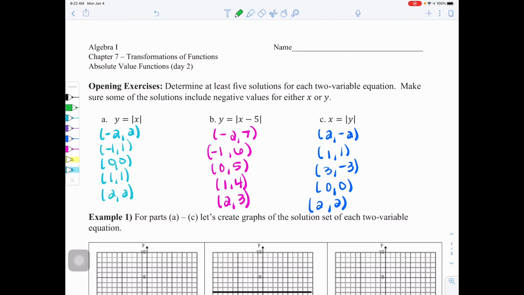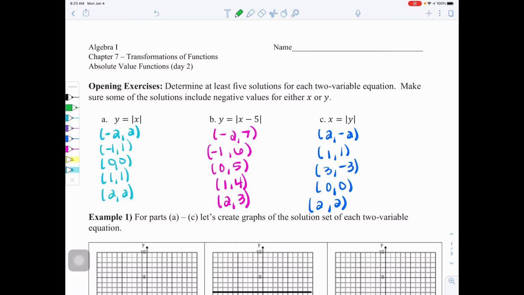For part A, y equals the absolute value of x. I have the coordinates -2, 2, -1, 1, 0, 0, 1, 1, and 2, 2. Obviously, there are other coordinates that would also work. For B, I have -2, 7, -1, 6, 0, 5, 1, 4, and 2, 3. Again, other coordinates would also work. And then for C, 2, -2, 1, 1, 3, -3, 0, 0, and 2, 2.